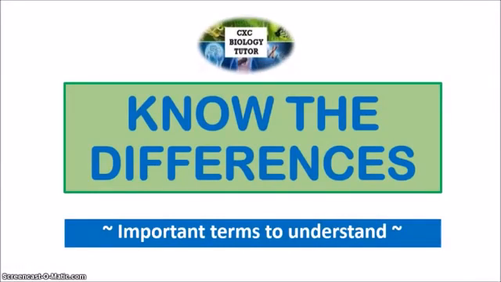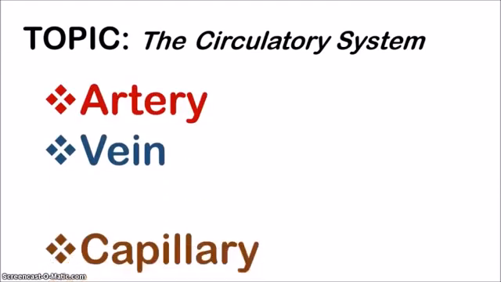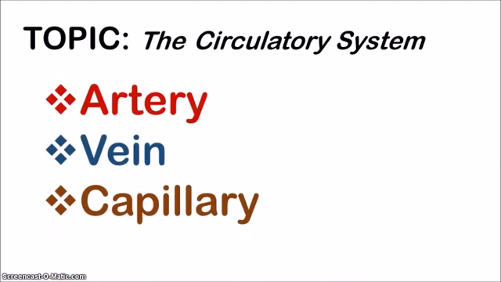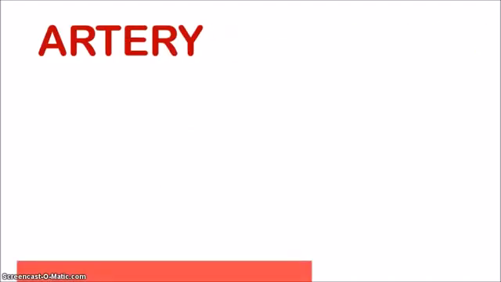Welcome back to the Know the Differences series, in which I go through important terms with you that you need to understand. In this video, I'll be looking at the circulatory system, and I'll be paying special attention to the three blood vessels: the artery, the vein, and the capillary. Now, you need to be able to distinguish between these three blood vessels based on their structure and their functions. So let's begin to look at the first one, the artery.